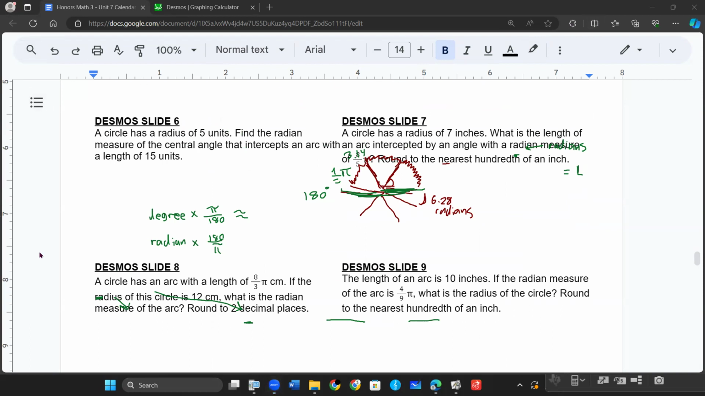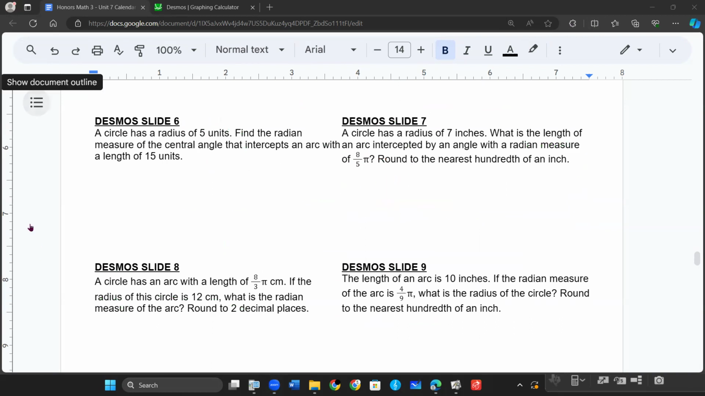Example slide 6. A circle has a radius of 5 units. We want to know the radian measure of the central angle that intercepts an arc with a length of 15 units. It's kind of formatted awkwardly, so let me split that up. So we have an arc with a length of 15 units. That length, in this problem, we're going to call S. We don't know the units, so I'm just going to say 15. And we know the radius is equal to 5. So the question wants to know, find the radian measure.